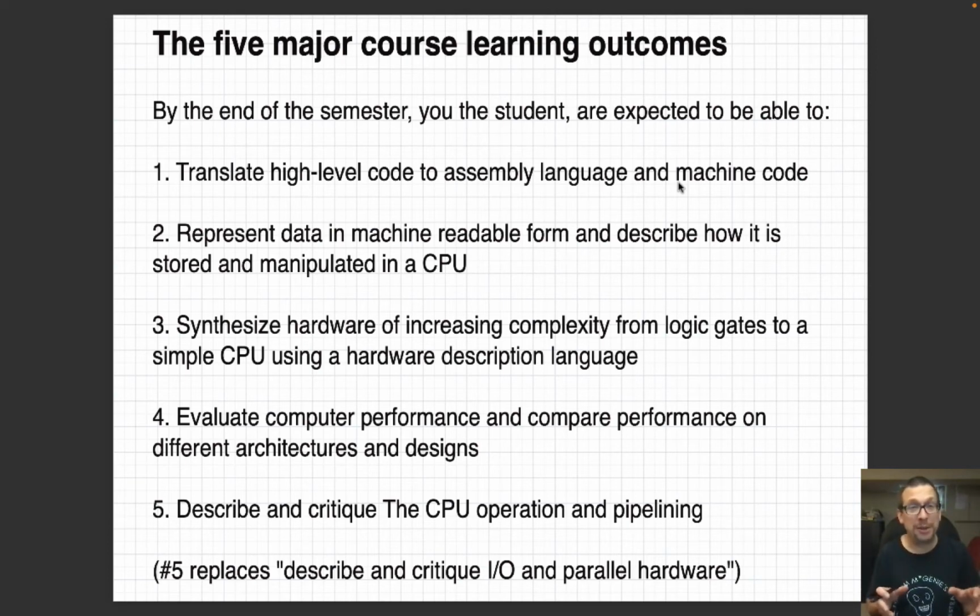Okay, this course has five major course learning outcomes. By the end of the semester, you, the student, are expected to be able to do these 5 things. First, you're expected to be able to translate high-level code to assembly language and machine code. That means going from C to assembly and then down to machine code. The next one, represent the data in machine-readable form and describe how it is stored and manipulated in the CPU. We're going to show you how data flows inside of the microprocessor.